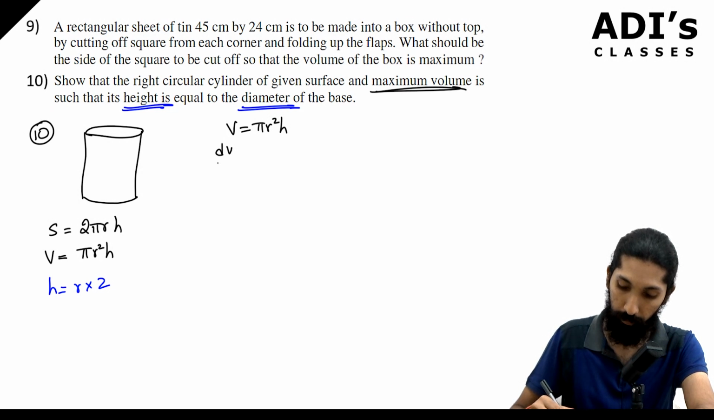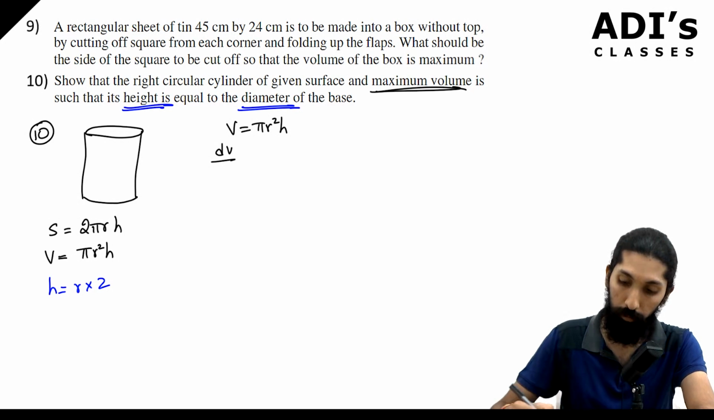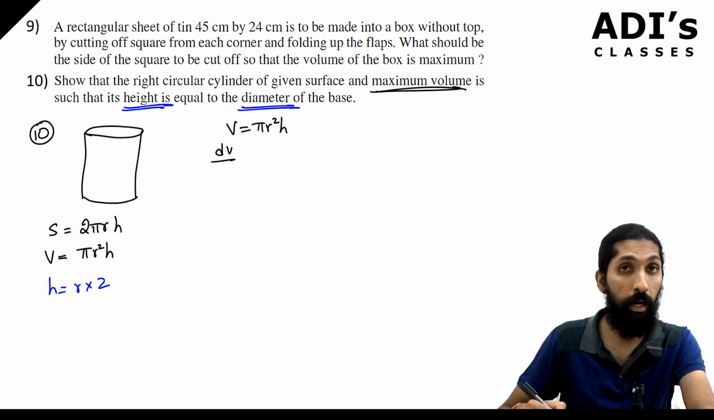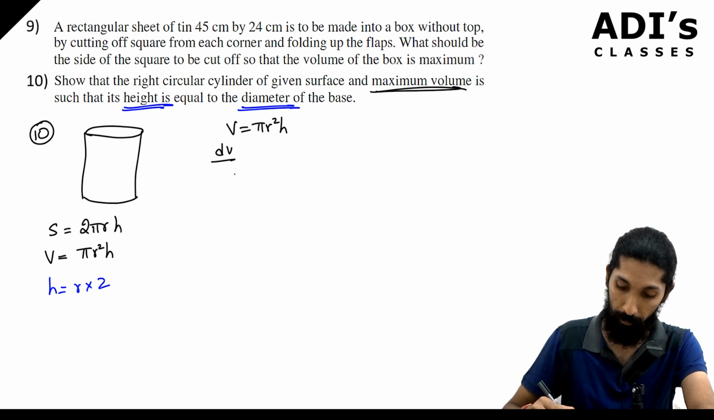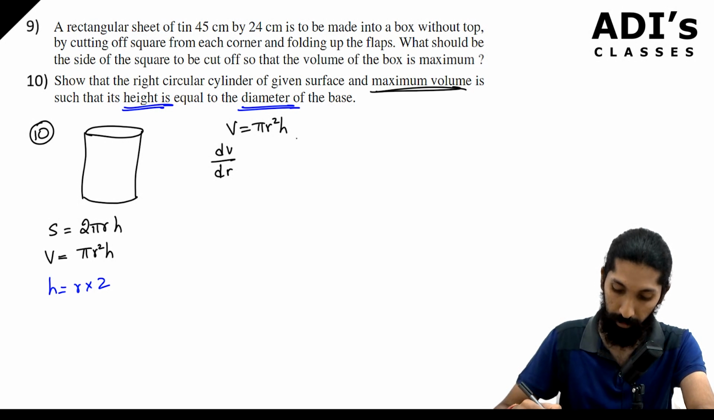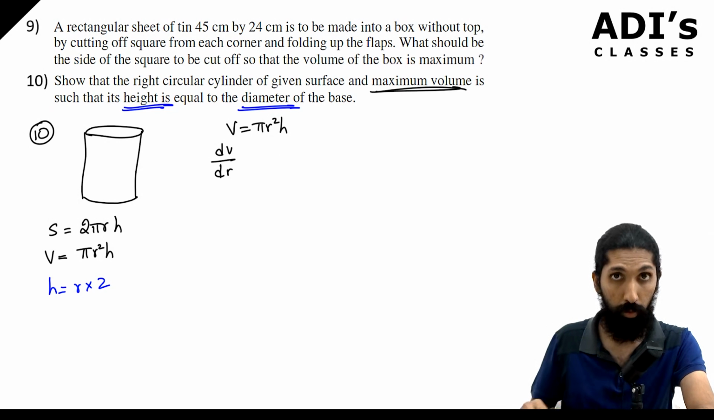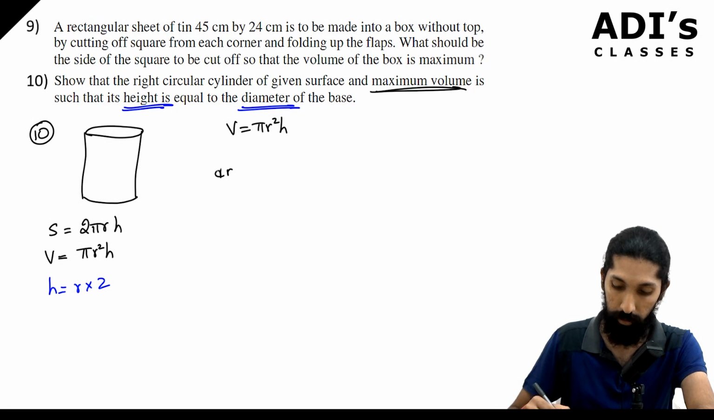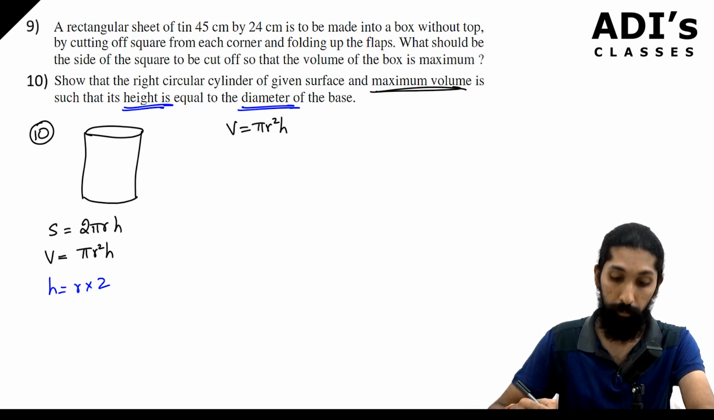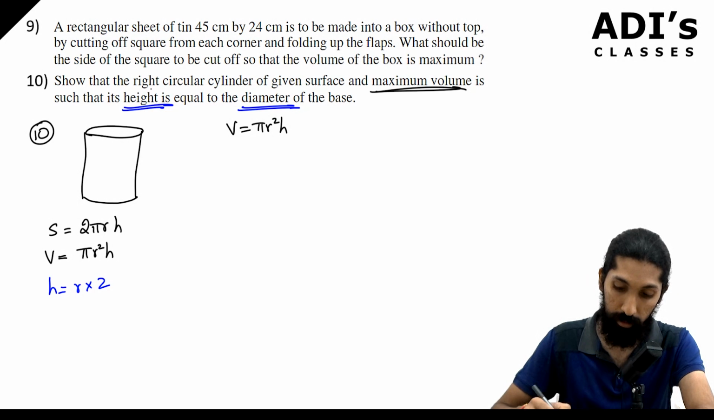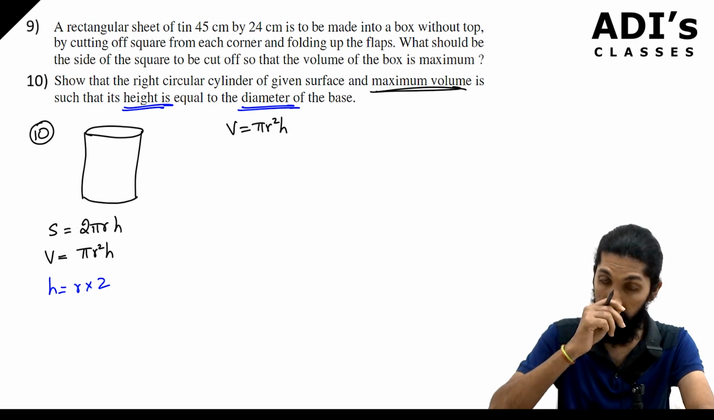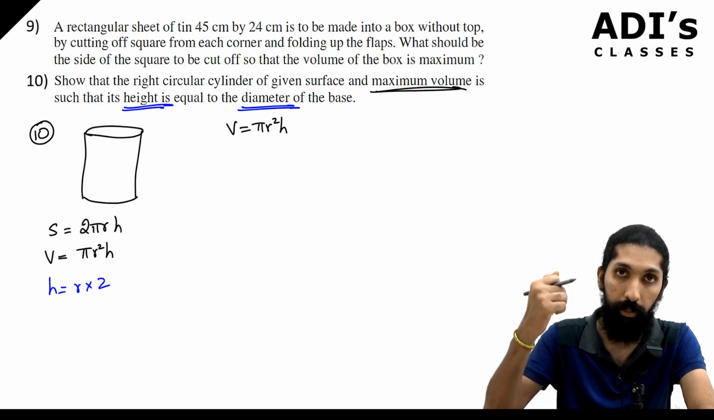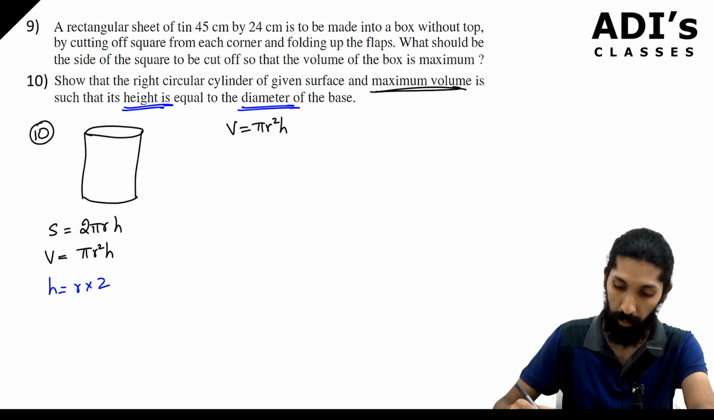So now what we are going to consider, we'll take dV by dr, okay? You can take dV by dh also, but we can take this one. Or rather, you know what, rather than starting with this, let's write in terms of the surface area itself. Because they're telling given surface area. So when they say given surface, it's constant, right? So what do we have?